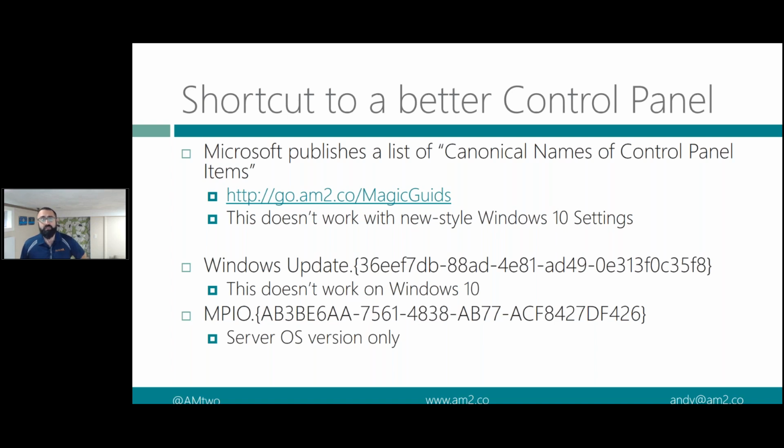And of course, I wouldn't be a DBA if I didn't say it depends. There are some cases where it doesn't work because, like, the Windows feature isn't there. So, for example, Windows 10 has a different Windows Update mechanism. So, Windows Update that GUID will only work on Windows 7 or Windows 8. If you want to get to the MPIO control panel, that only exists on server operating systems. So, trying to use that shortcut will only work if you're on a server OS. It wouldn't work on your Windows 10 desktop.